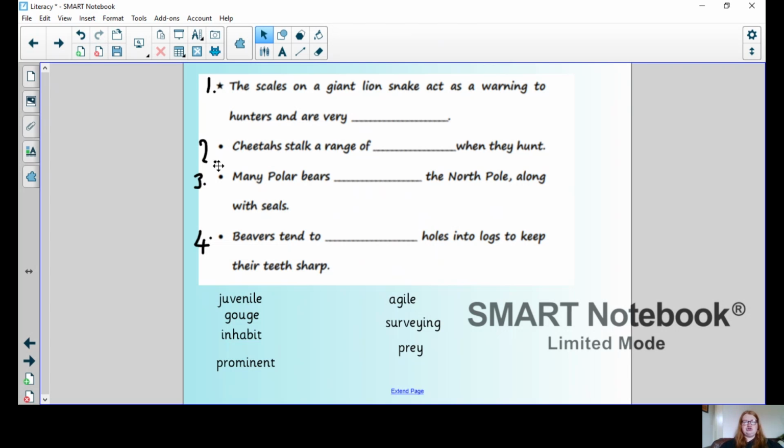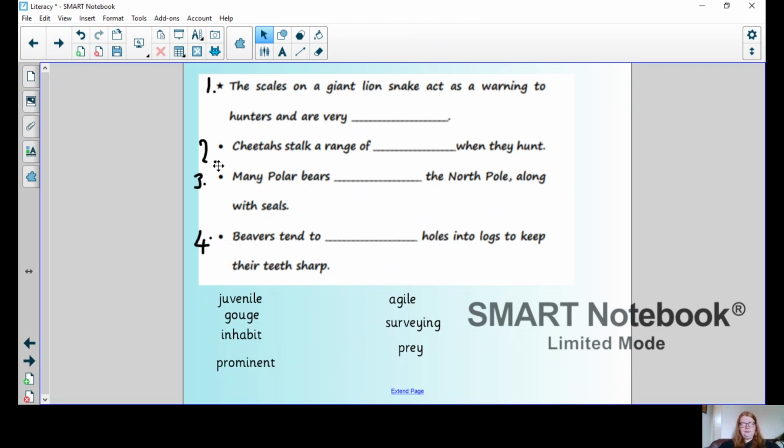Number 2, cheetahs stalk a range of blank when they hunt. Do they stalk a range of juvenile, gouge, inhabit, prominent, agile, surveying or prey? Off you go. Number 3, many polar bears blank the North Pole along with seals. Do many polar bears juvenile the North Pole, gouge the North Pole, inhabit the North Pole, prominent the North Pole, agile the North Pole, surveying the North Pole or prey the North Pole? Write that down.